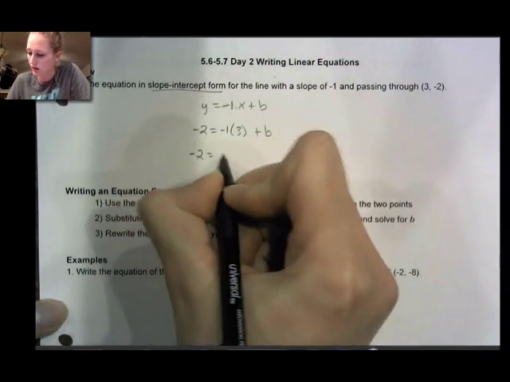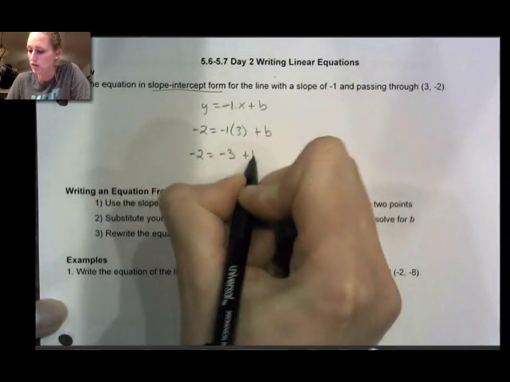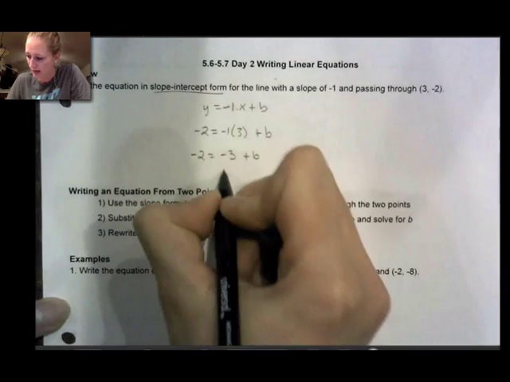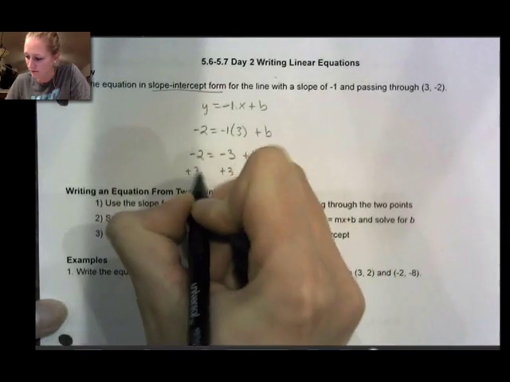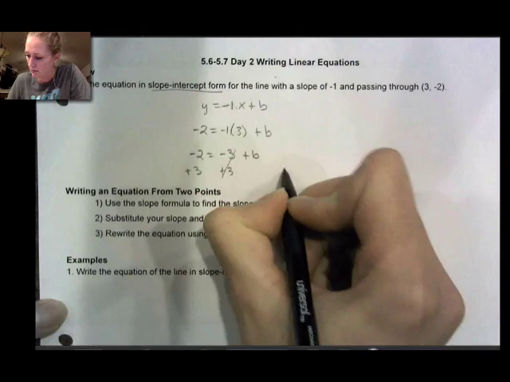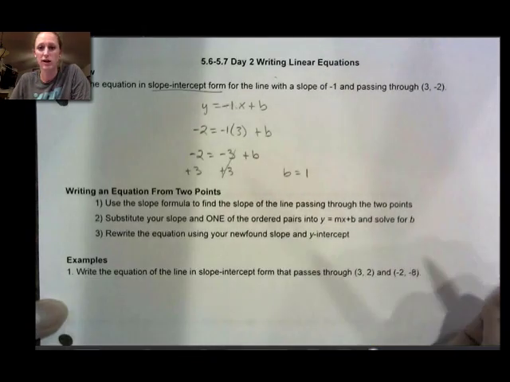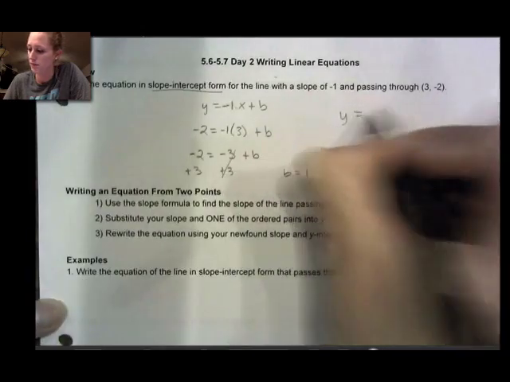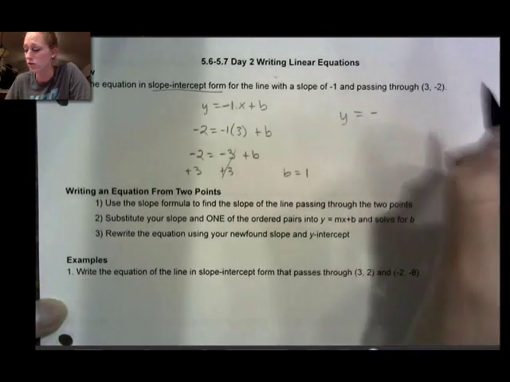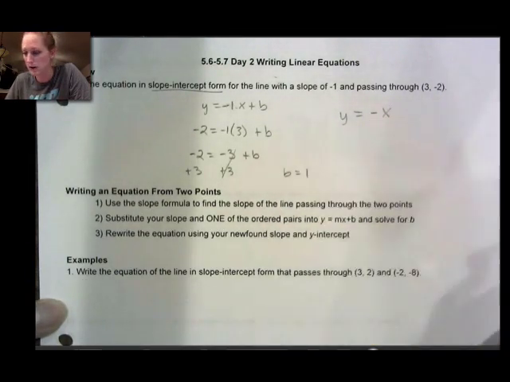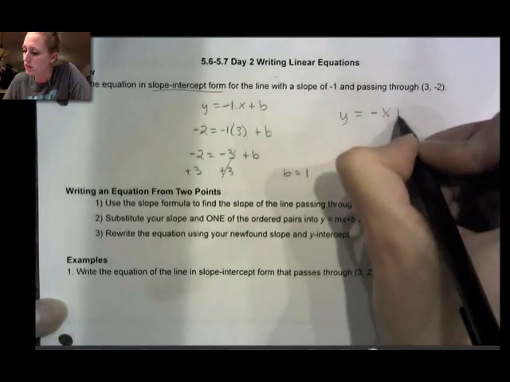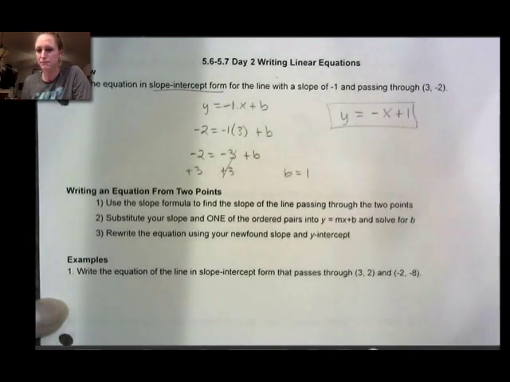Simplify. -1 times 3 is -3. Solve for b. Add 3 to get b by itself. So when I simplify that, I get b is equal to 1. So I have m, I have b. We can write in slope-intercept form. M is -1, which you can write -1, or you can just write -x, remember. And then +1 is the b, so plus b.